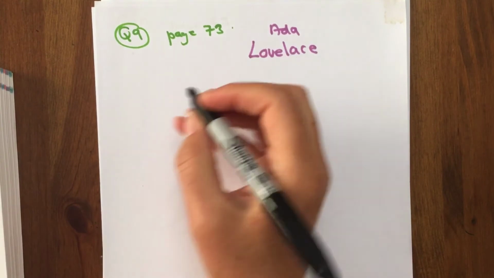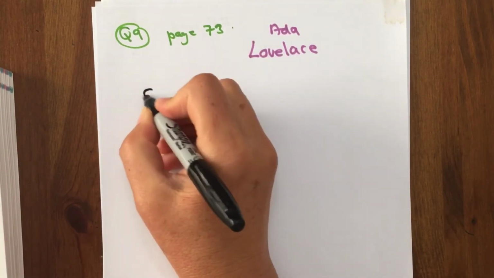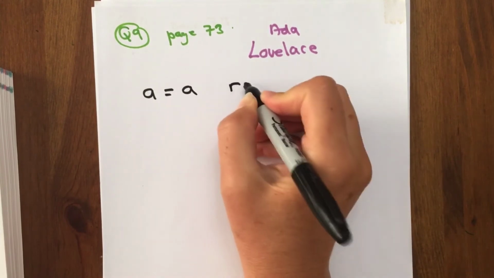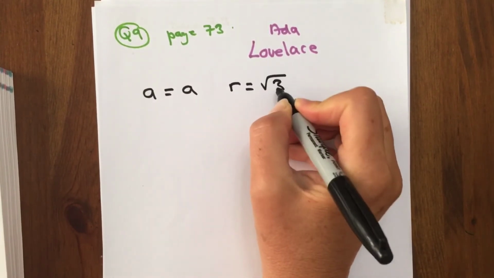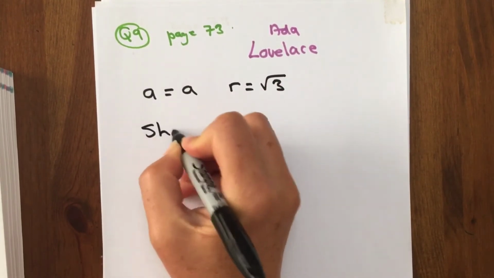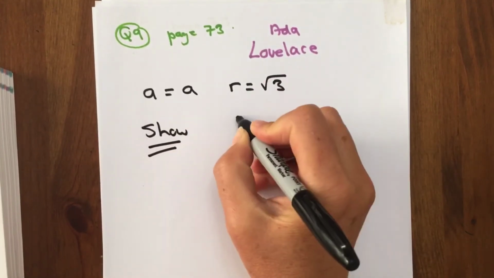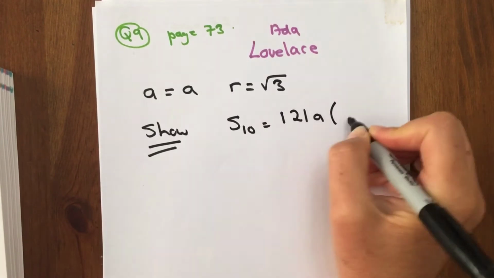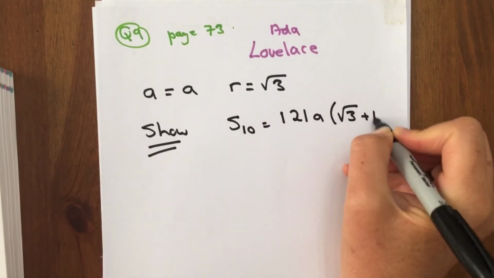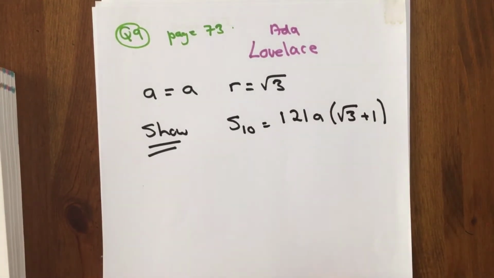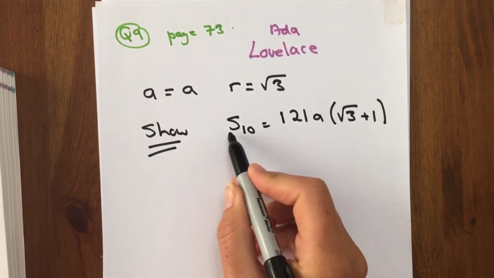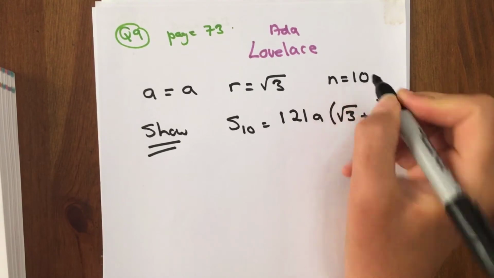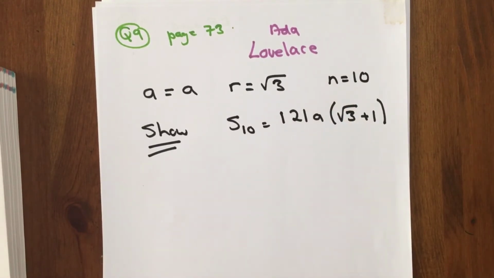Okay, so I've got a geometric sequence. I'm told what A is. Well, I'm just told A is A. I'm told the common ratio. And the question is to show this. Right, so what's my value of n? Well, this is the sum to 10 terms, so I need to show that n is 10.